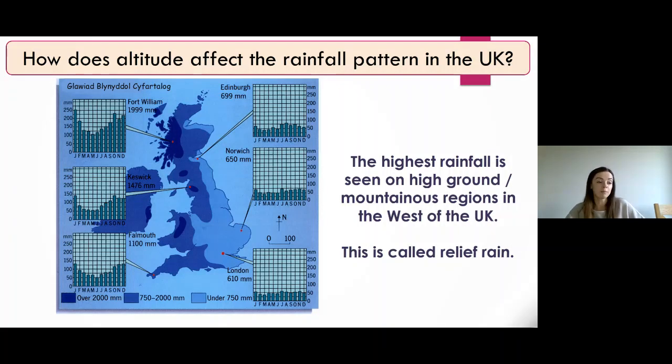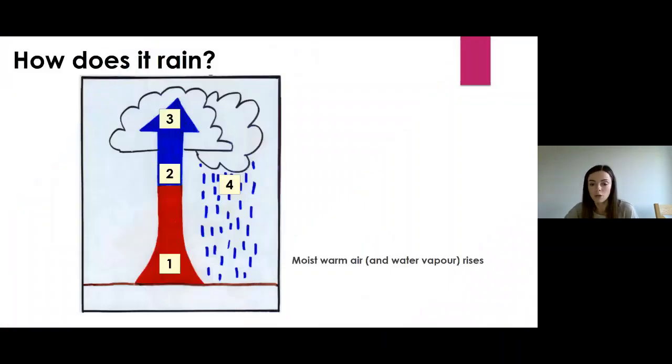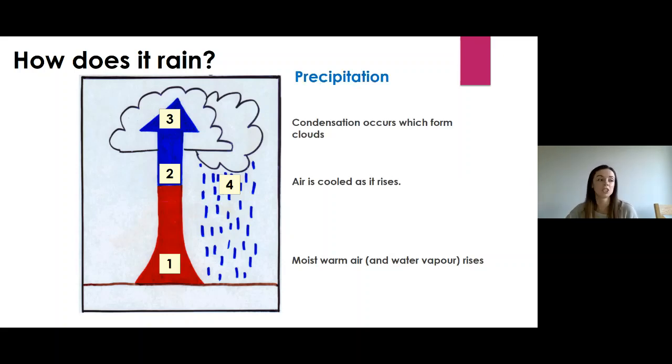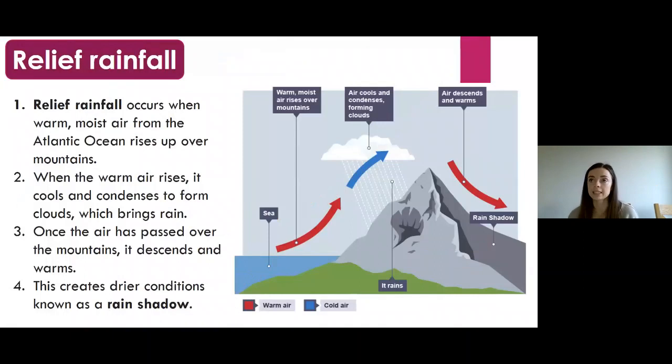And I'm just going to recap this quickly. So how does it rain? Moist, warm air and water vapor rises. Air is cooled as it rises. Condensation occurs, which forms clouds, and you've got precipitation. So that's just the basics here. So this is what I meant. This is why the west of the UK gets greater rainfall.